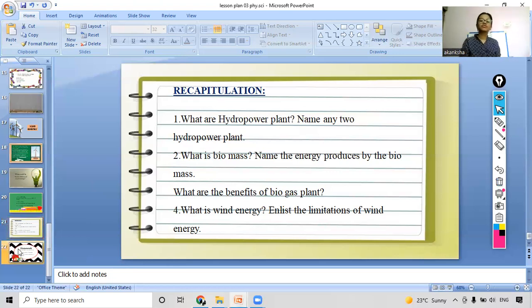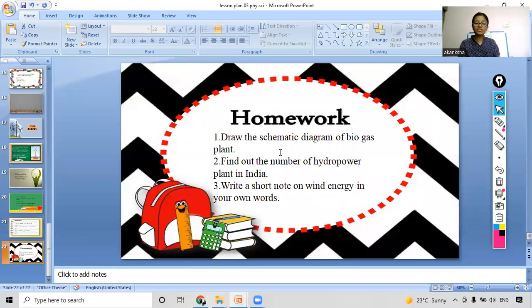Okay, so now coming to the homework part. Your homework is to draw the schematic diagram of a biogas plant, and you have to find out the number of hydropower plants in India. And also you have to write a short note on wind energy in your own words.